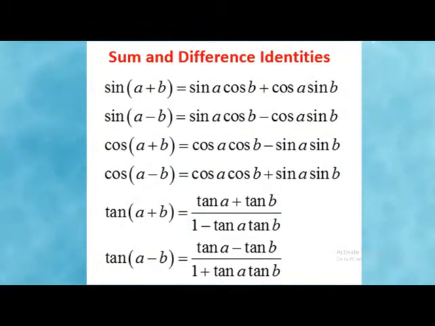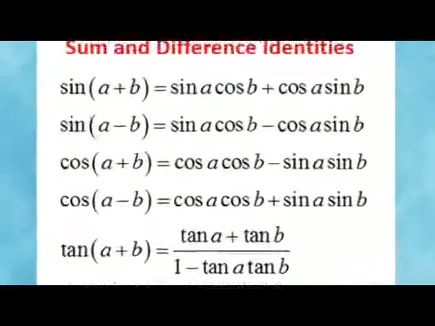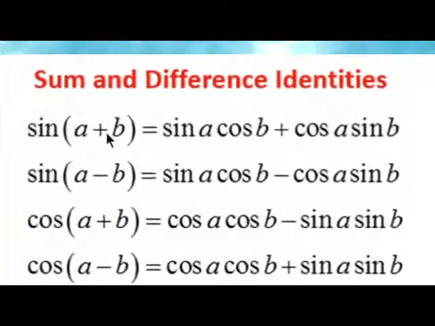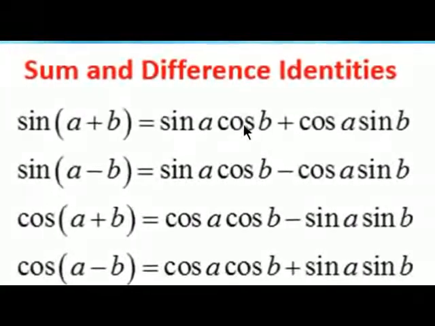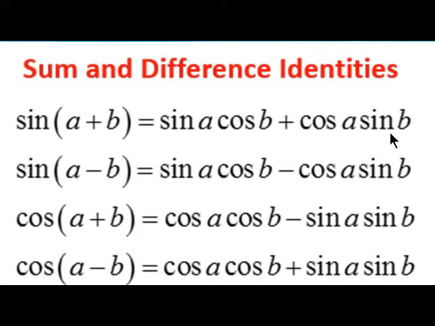And then there is the sum and difference identity. This is the formula for sine A plus B equal to sine A cos B plus cos A sine B. If it is plus, this is also plus. Sine A minus B is sine A cosine B minus cosine A sine B. So if it is negative, this is also negative.